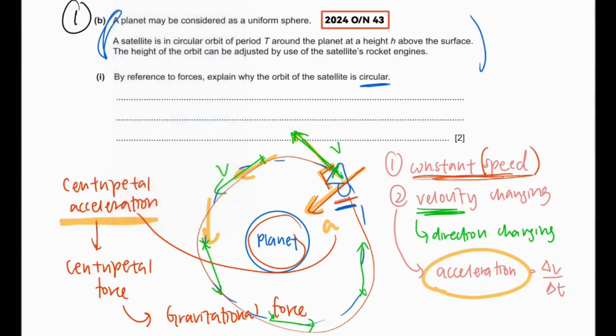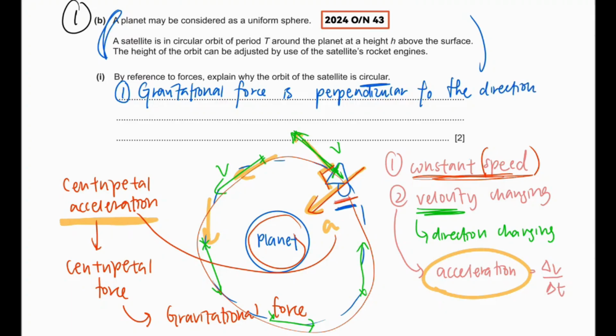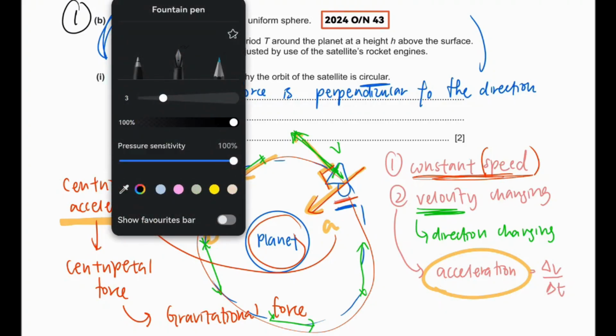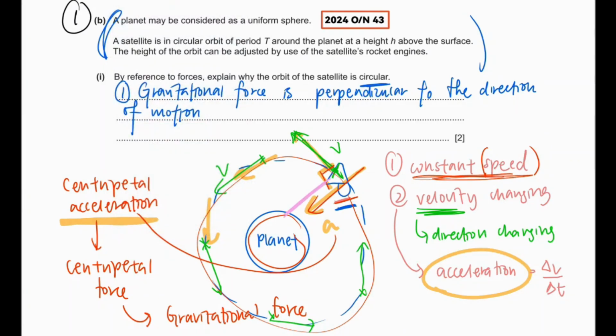So, the first answer we write is the gravitational force is perpendicular to the direction of motion. This is our gravitational force. In other words, this is our gravitational force. Like I say, gravitational force is the one that provides centripetal force. And when you have a centripetal force, you have a centripetal acceleration. I denote AC as centripetal acceleration so that you can understand.